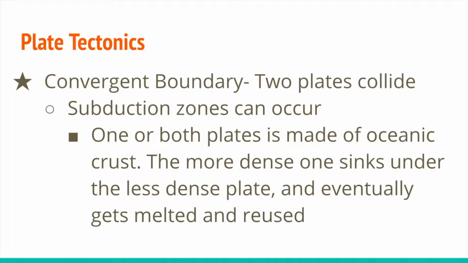At this point, you can have something called a subduction zone. Subduction zones can occur when one or both plates is made up of oceanic crust. The more dense one sinks under the less dense plate, and eventually gets melted and reused. So that more dense plate will eventually be melted, and then it will get sent back to the surface through a volcano or maybe a divergent boundary, and it will create new crust. Go ahead and pause if you need to, or move on when you're ready.